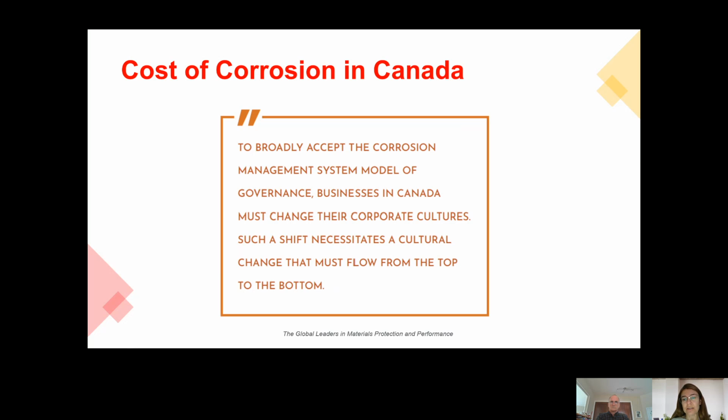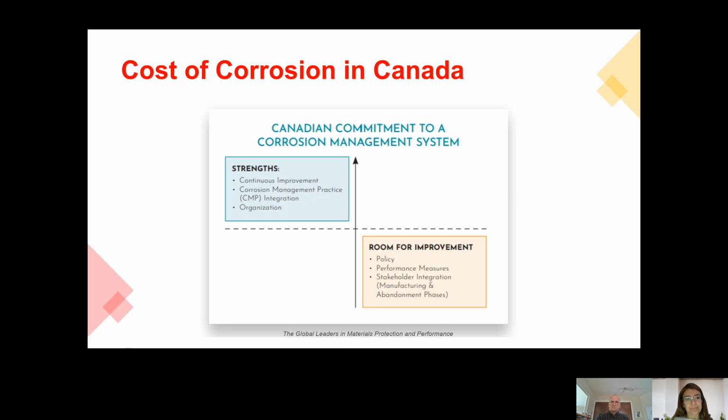We need to understand that we are spending lots of money on corrosion, and that we can do better. If we do better, like the whole cycle, everything within the organization, the environment, people, and everything is going to work in a better way.